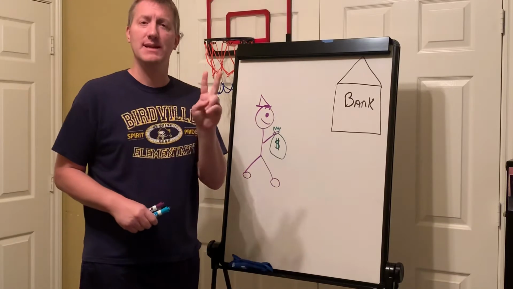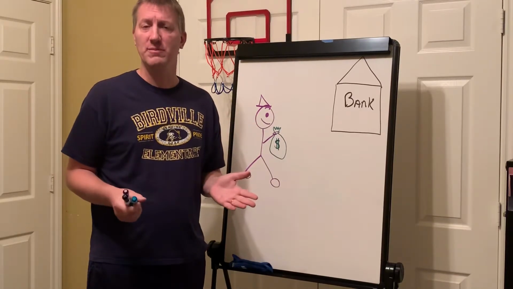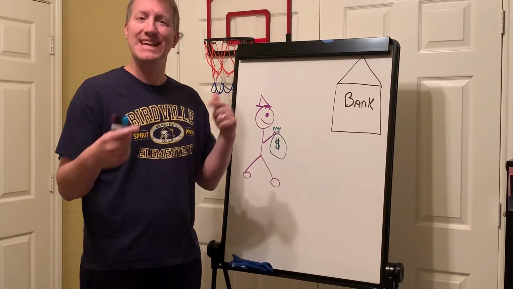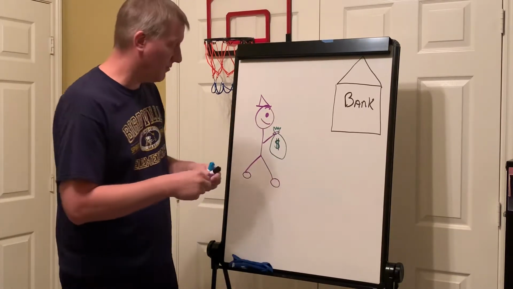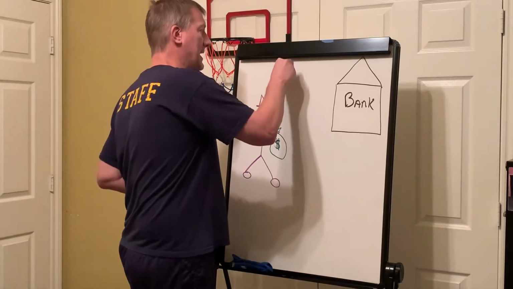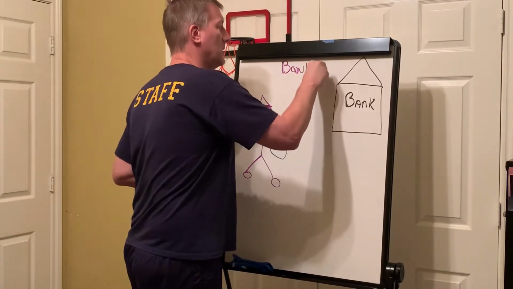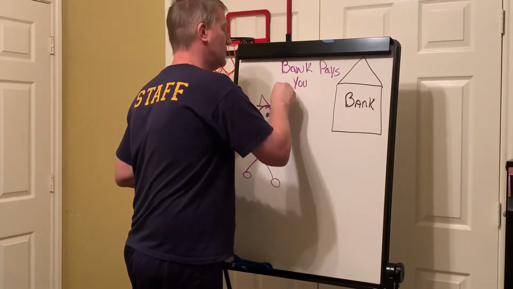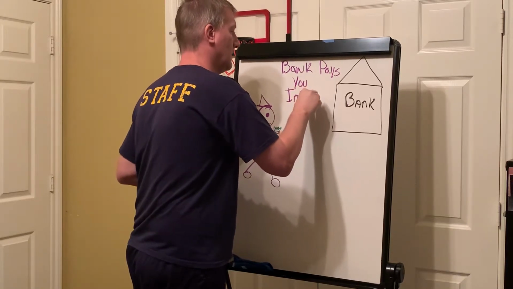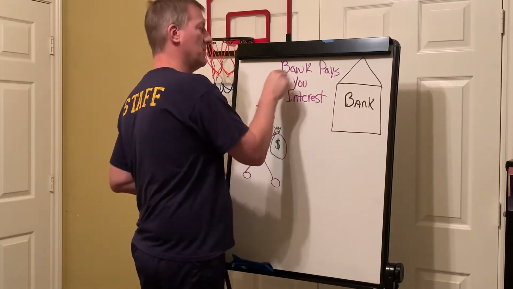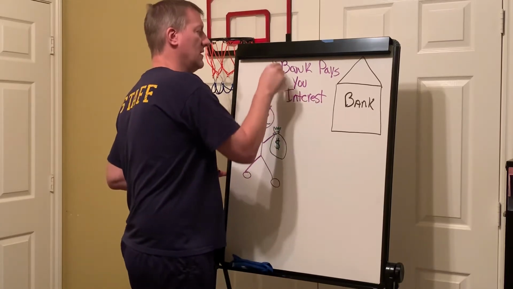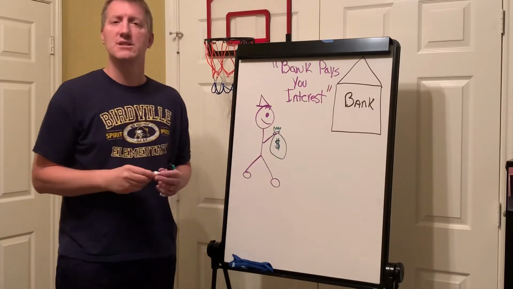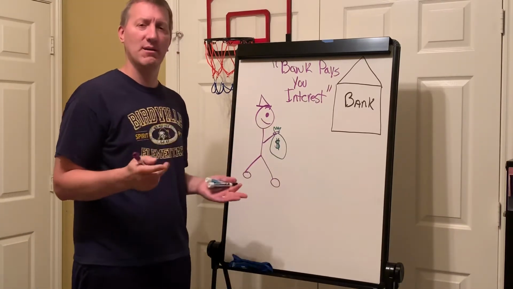This lesson is about interest. There are two basic types of interest that we're going to learn about as fourth graders. The first type of interest is interest that the bank pays you. So the bank pays you interest. That's the first type of interest that we're going to look at. This is an example of how that would work.